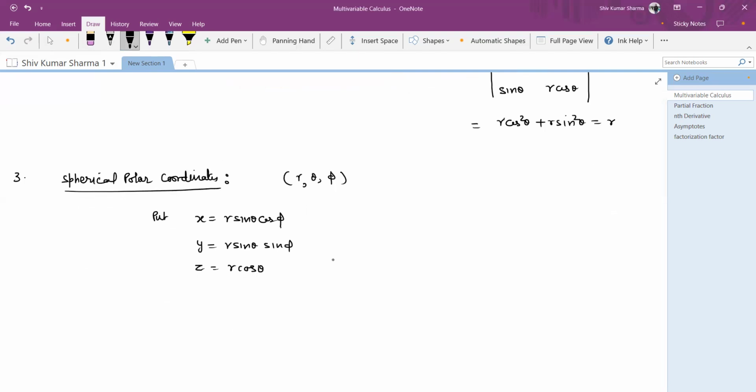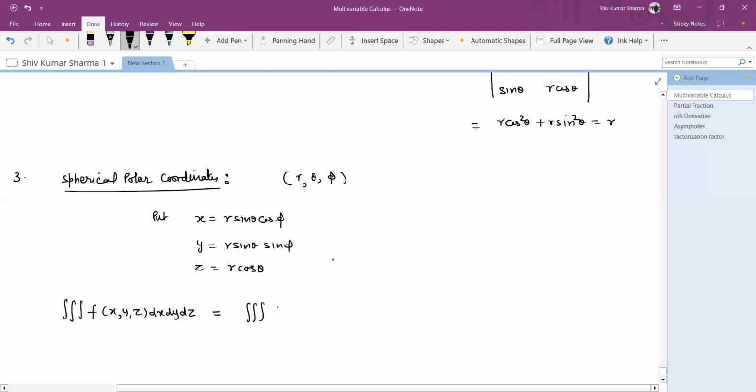So now we use this for triple integration, that means the triple integral of f(x, y, z) dx dy dz. This is equal to the triple integration of f(r, theta, phi) times the Jacobian of dr, d theta, and d phi. So here the Jacobian we use is the partial of x, y, z with respect to r, theta, and phi.